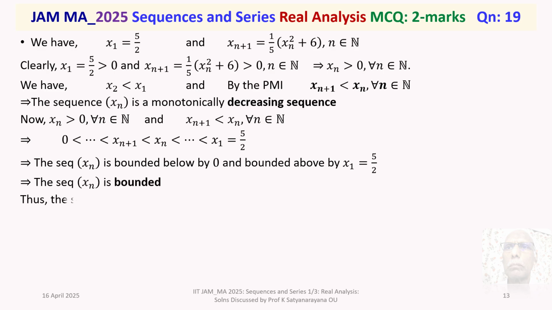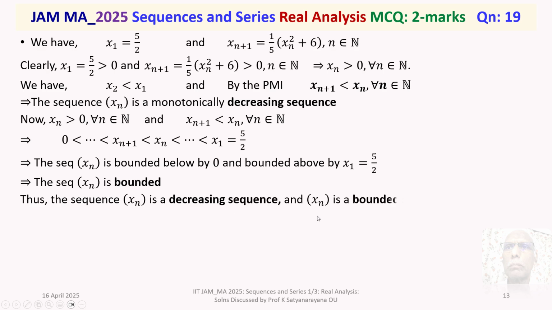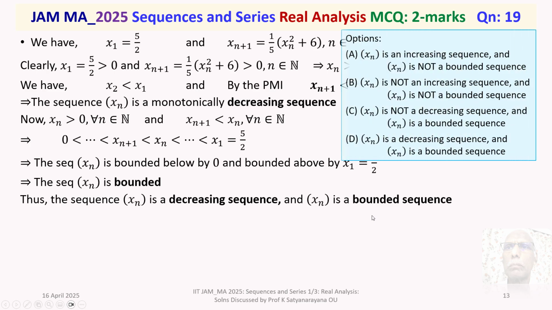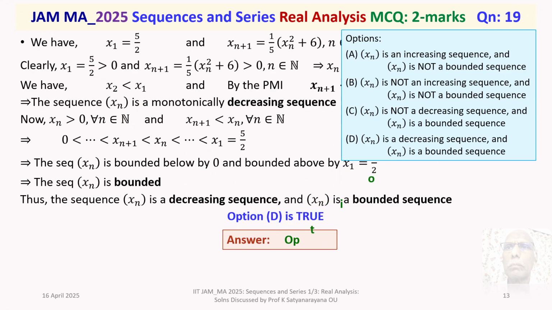Thus what we have, the sequence xn is a decreasing sequence and the sequence xn is a bounded sequence. Let's look at our options. Our answer appears against option D. Therefore, the answer, option D is true. Therefore, the answer to this question is option D. That is the detailed discussion of this problem.